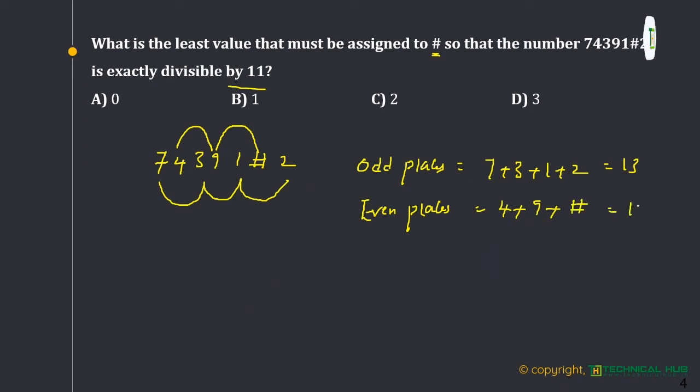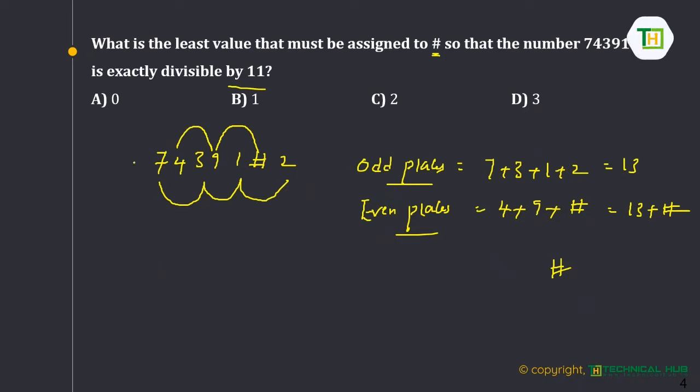So what will you get? 13 plus hash. What is the difference of the sum of the digits in odd places and the sum of the digits in even places? 13 and 13, the difference. Difference means you have to subtract. So here you will get hash. What is being asked? What is the least number that must be assigned to hash?